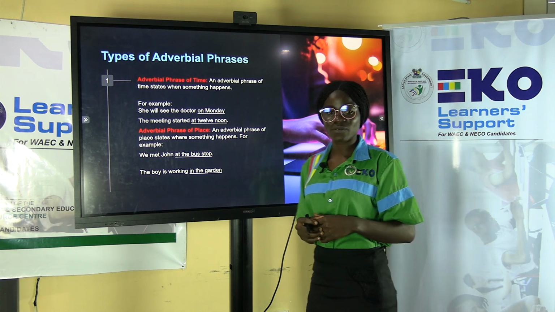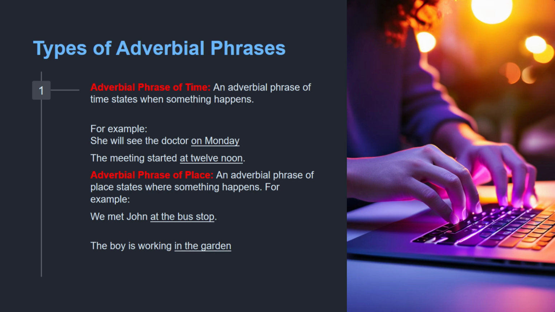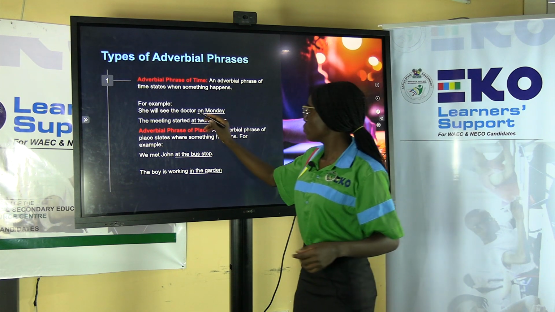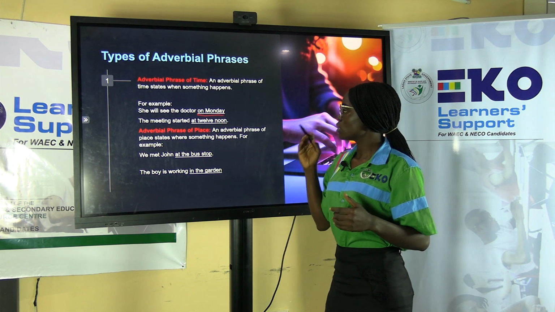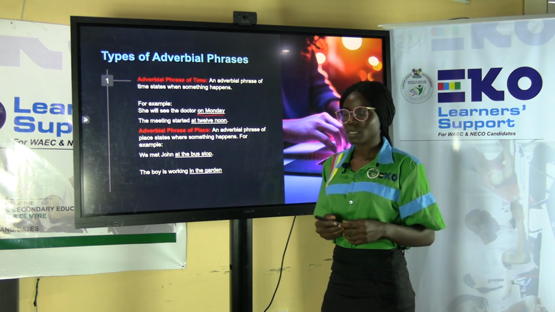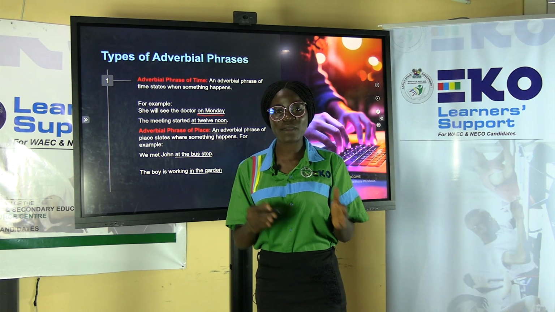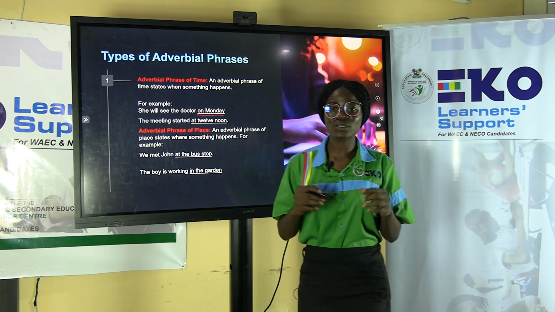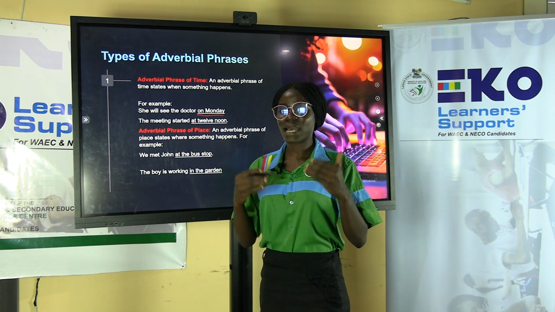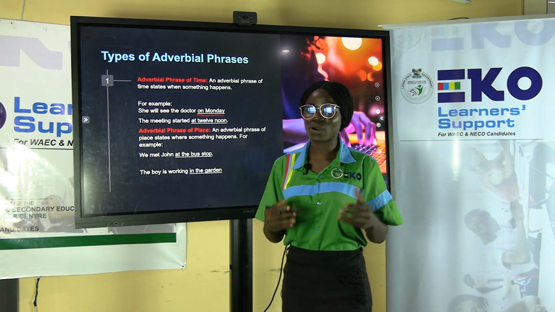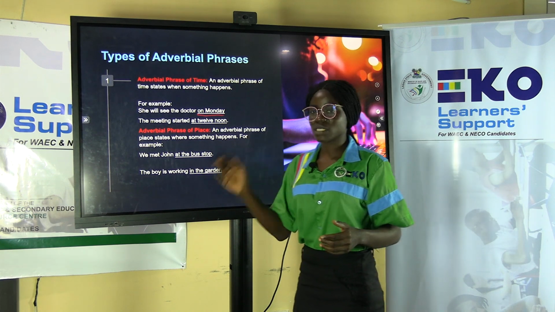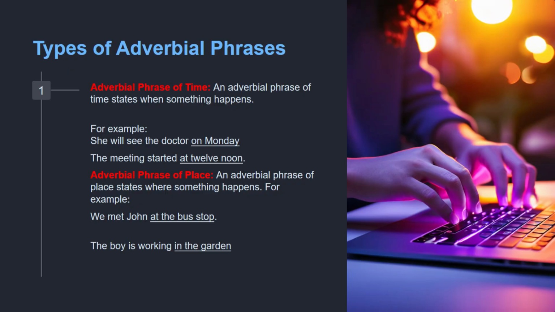Look at the first example we have. She will see the doctor on Monday. In that first sentence, on Monday is underlined. Now, the underlined word talks about time. If you want to identify adverbial phrase of time, you should ask yourself the question when. And if you can answer the question when, you will arrive at your adverbial phrase of time. She will see the doctor when? On Monday. So adverbial phrase of time.